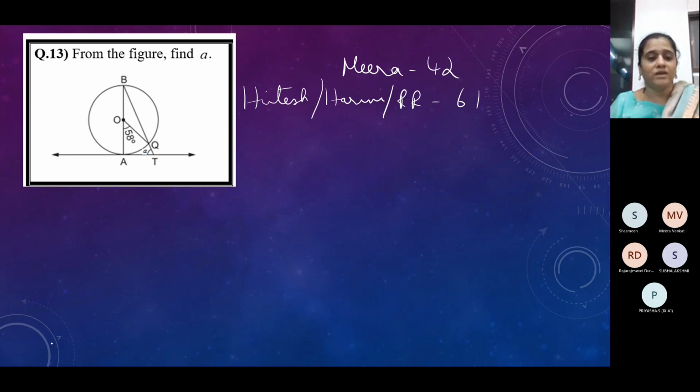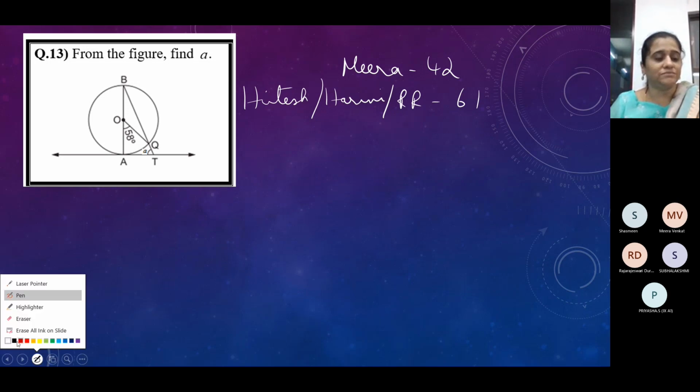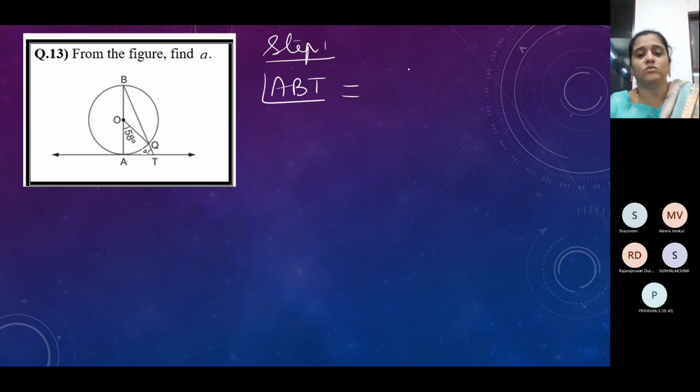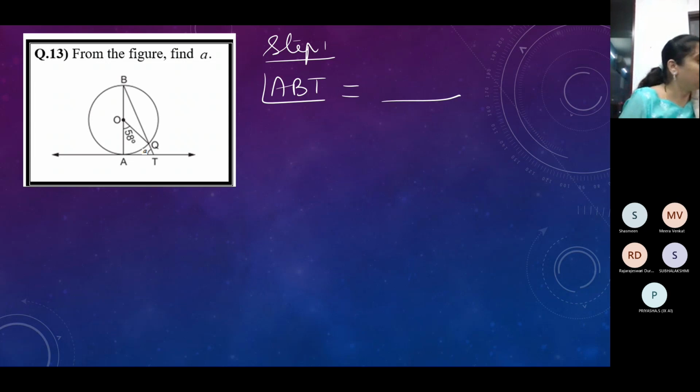Okay. Answer these questions. First steps. These are the steps to find the answer. Step one: angle ABT is equal to what? Find this. I want the measure of angle ABT. 29 degrees.